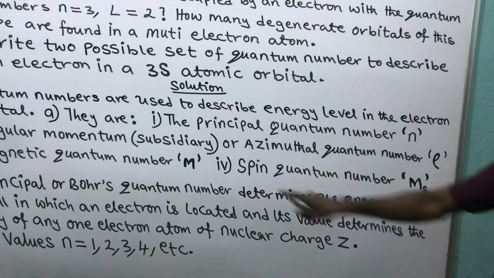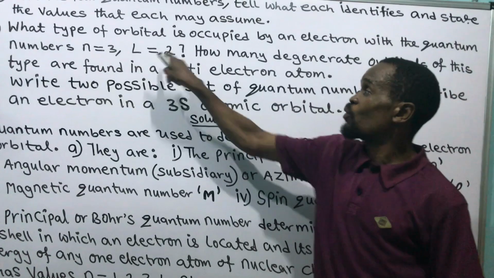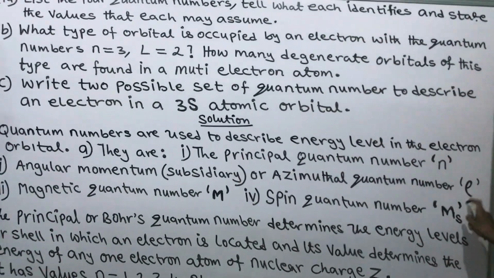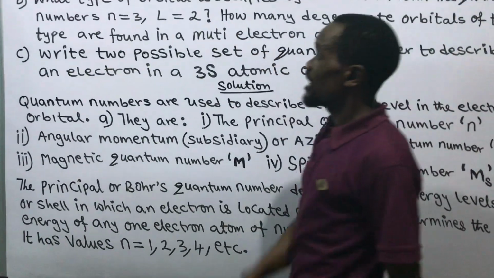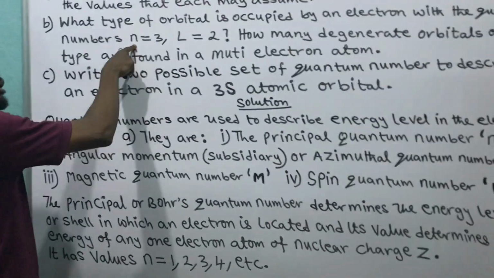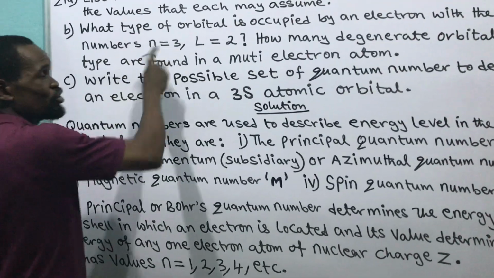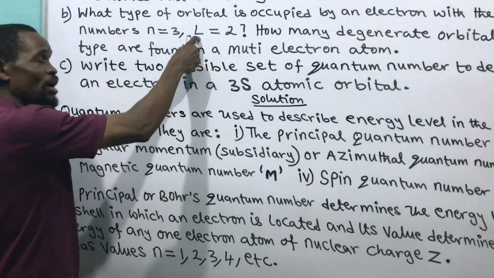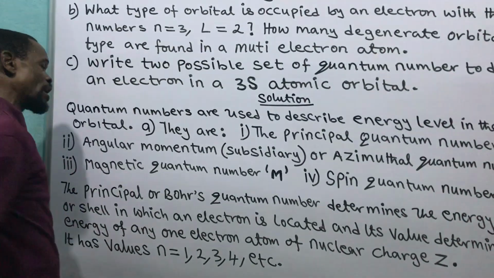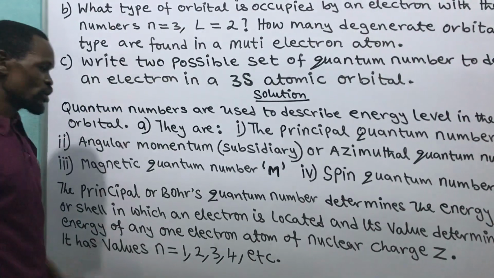This L is written this way, L equals 2. That's the azimuthal quantum number, which they give here as 2. The principal quantum number they give as 3, and the azimuthal or angular quantum number they give as 2.